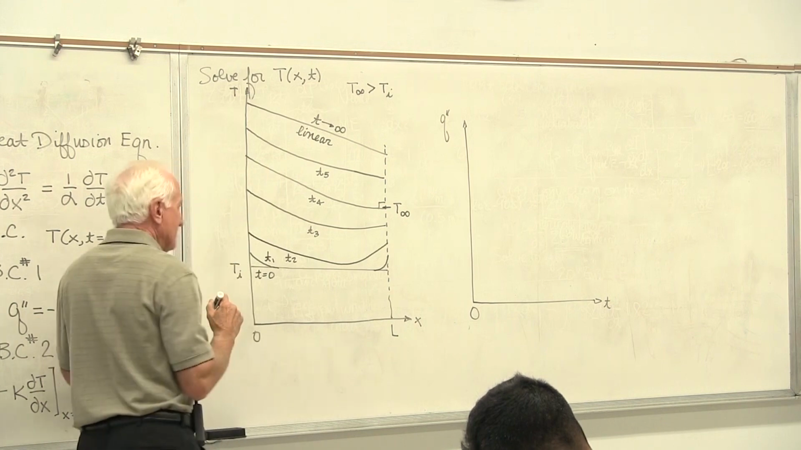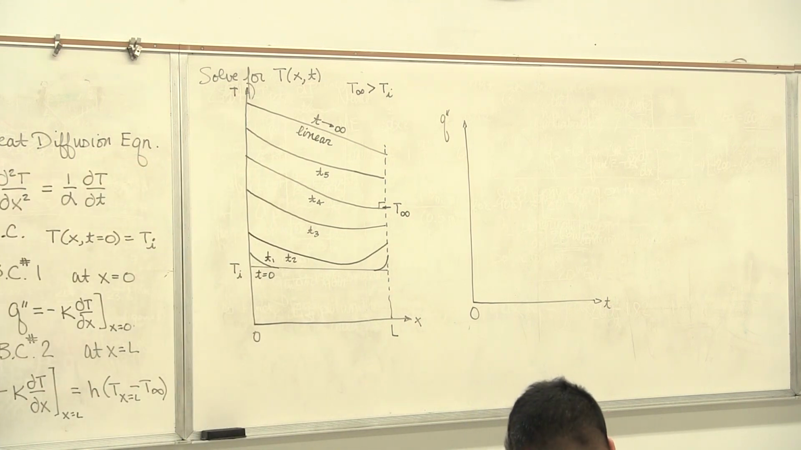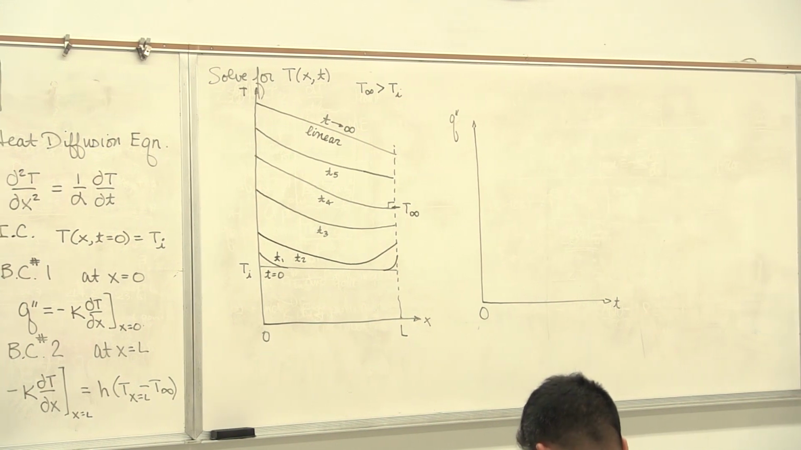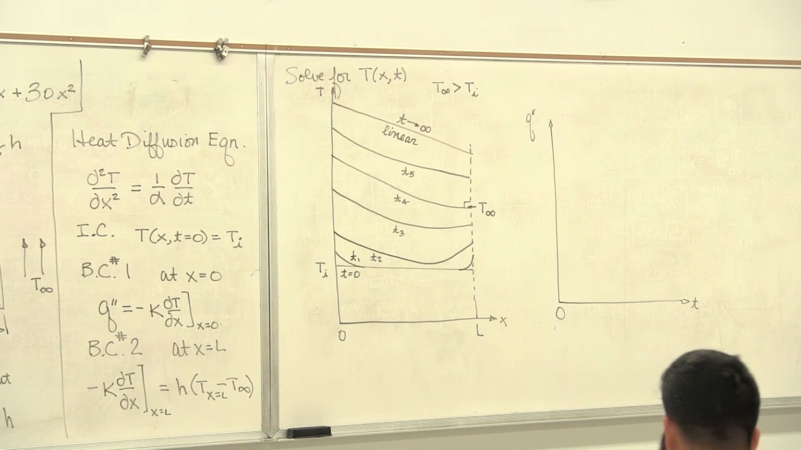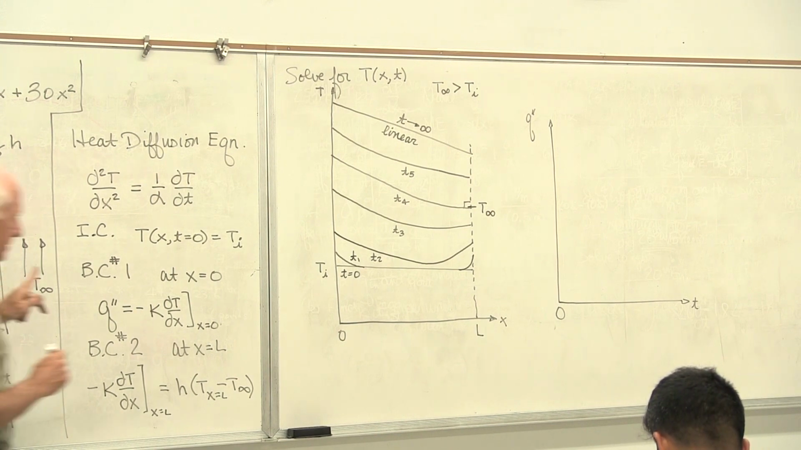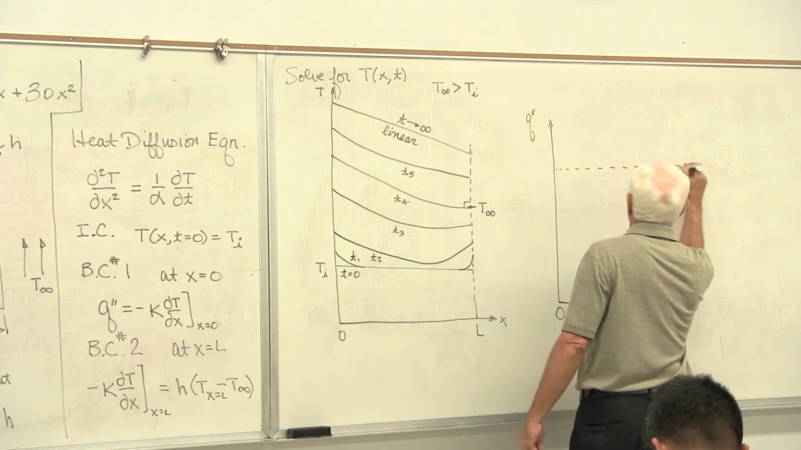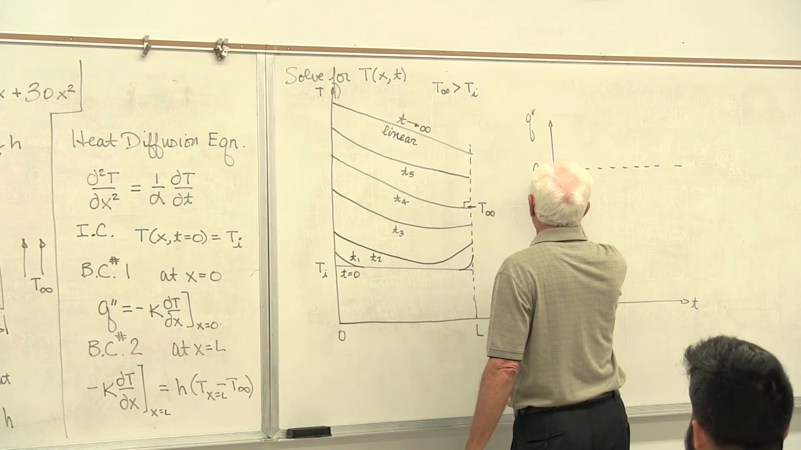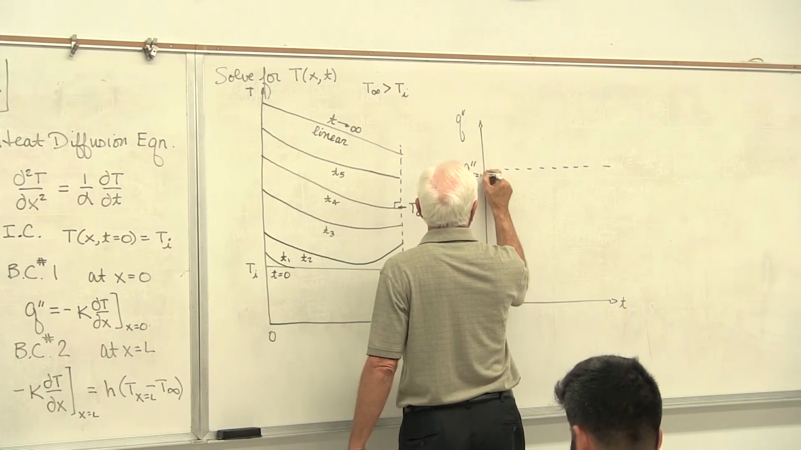Now, on the left-hand side here, that guy's constant. He's constant. The heat lamp puts on the wall a constant heat flux. He's constant. Okay. So here's how much heat at x equal 0.